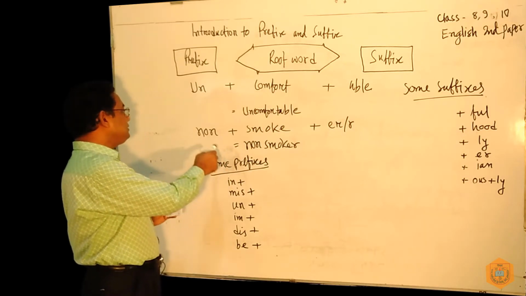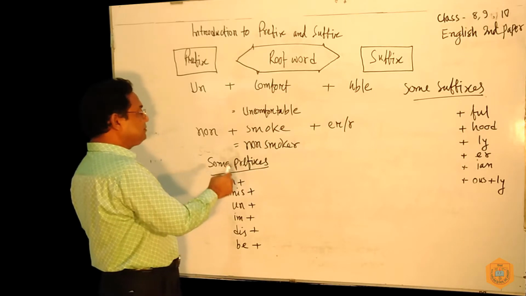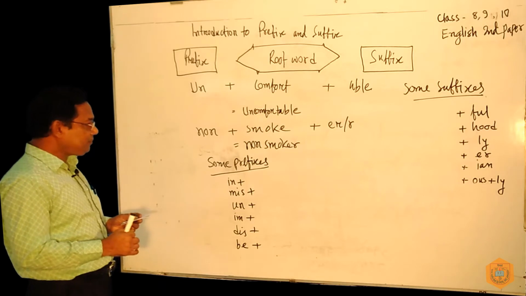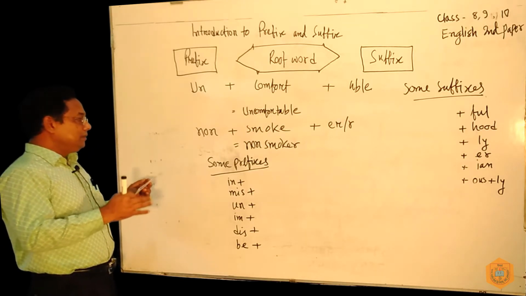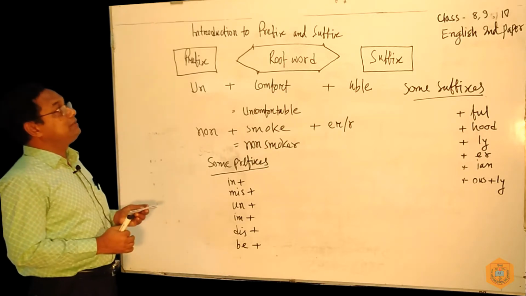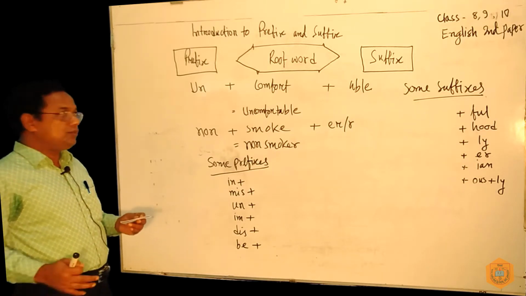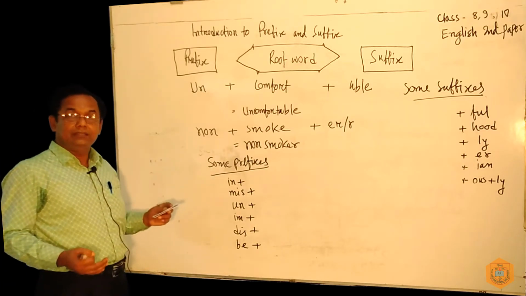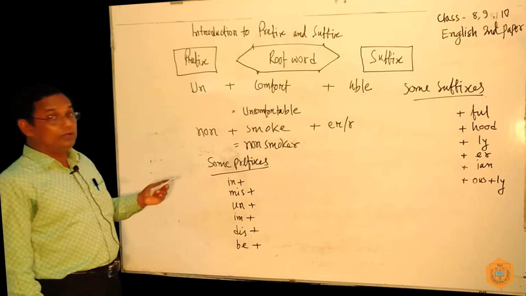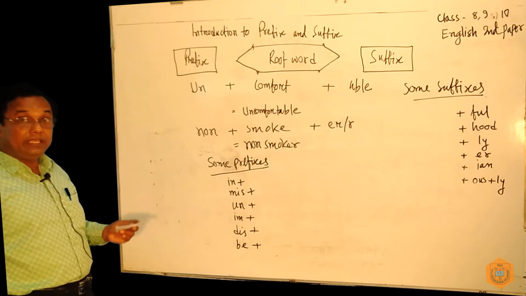And the next word, non plus smoke plus er, that is non-smoker. In this way, we can make different types of new words by using prefix and suffix. First, I will talk about prefix, how we can use prefix. Prefix is a word or a group of words fixed before a root word to make a new word.